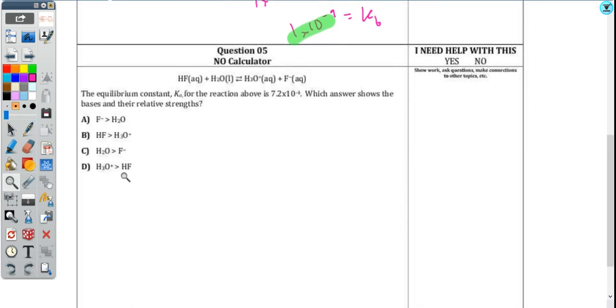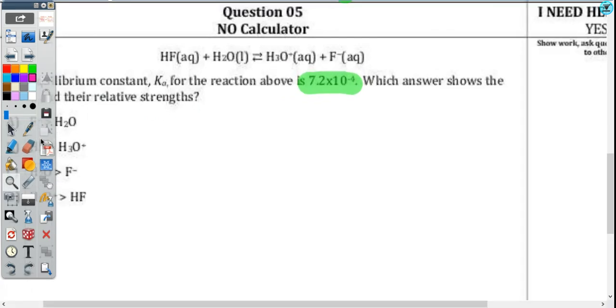All right, and then last one for today, you're working with an equilibrium reaction, and you're told the value of the equilibrium constant for the reaction, and you are trying to figure out, which answer shows the bases and their relative strengths, right? So first we identify what the bases are, right? So we're going to do a quick pairing here. This is an acid. This is its conjugate base, right? They differ by one hydrogen ion.